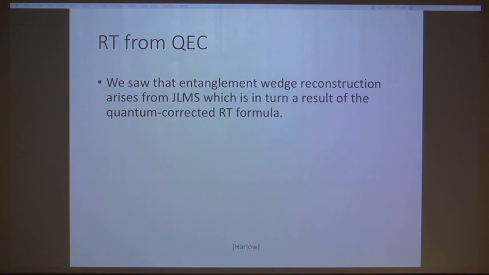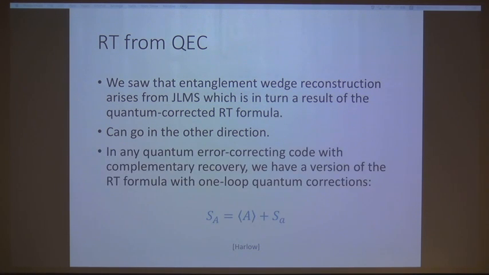And finally, we saw that entanglement wedge reconstruction arises from basically a version of the quantum error corrected RT formula. This is in a previous slide, which I didn't have to go over. But this can also go in the other direction. Basically, in any quantum error correcting code with complementary recovery, which is simply a fancy way of saying entanglement wedge reconstruction, we have a version of the Ryu-Takayanagi formula with one-loop quantum corrections.